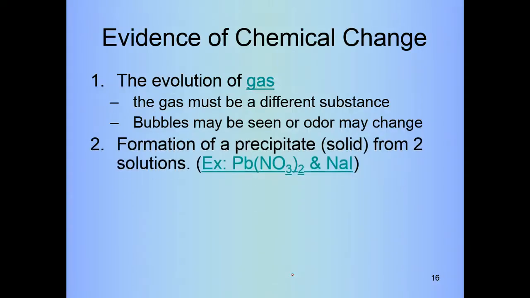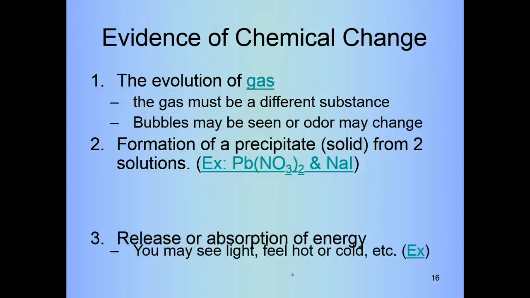Another example is formation of a precipitate, so a solid being formed when two solutions are mixed. I'll show you an example of that. If we're talking about two clear liquids now all of a sudden forming this cloudy precipitate, a solid, then that is a sign of chemical change.